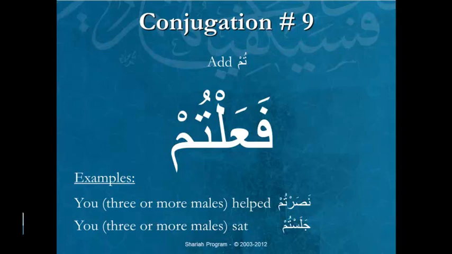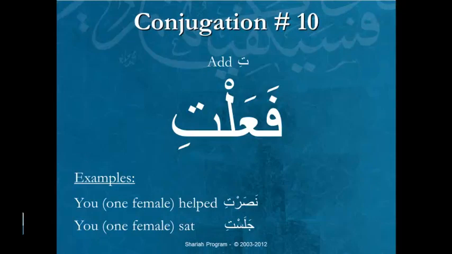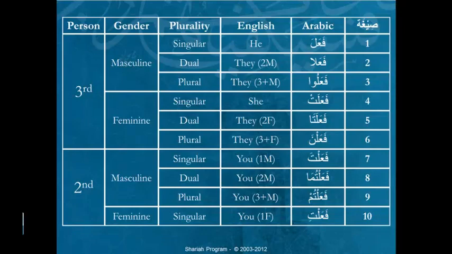Now ti for the 10th one. You see all 9 of them here, and the 3 new ones, 7, 8, and 9, are fa'alta, fa'altuma, fa'altum. Ti is the ending for conjugation number 10 when you're speaking to 1 female. This is different from the 7th one: the 7th was 1 male, and the 10th is 1 female. That one was fa'alta, and this one's fa'alti. It's worth remembering: fa'alta when speaking to 1 male, and fa'alti when speaking to 1 female. Nasarti and jalasti. Now you can see that added to the list, from the top: fa'ala, fa'ala, fa'alu, fa'alat, fa'alata, fa'alna, fa'alta, fa'altuma, fa'altum, fa'alti.